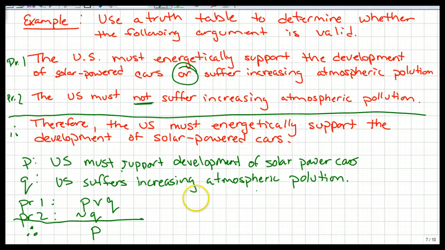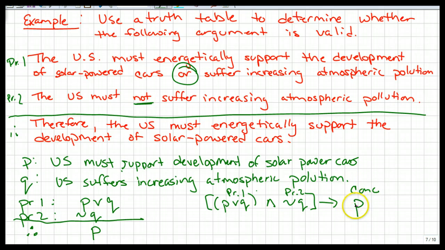Okay, so as you recall from the page before, if I were to make an overall conditional statement from this, what's going to separate my two premises? So this is an and. And will be between them. Notice that this is my premise 1. This is my premise 2. And then I'm going to have my conclusion over here. This is going to be P.